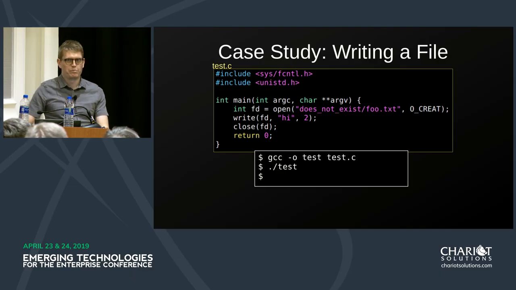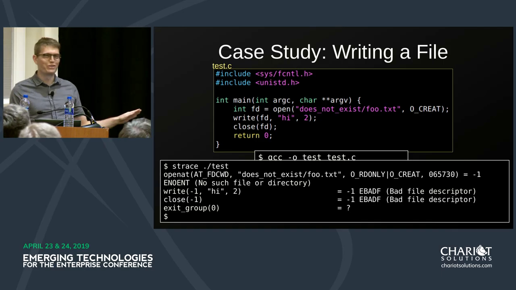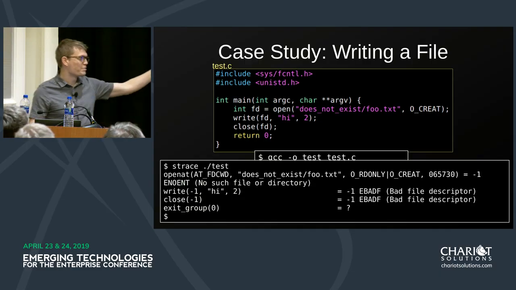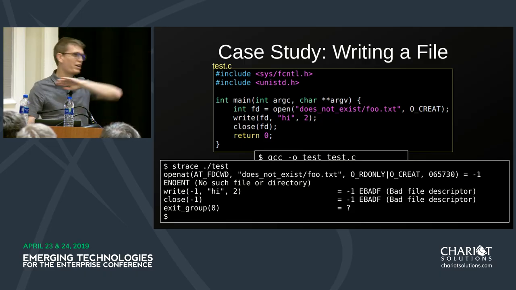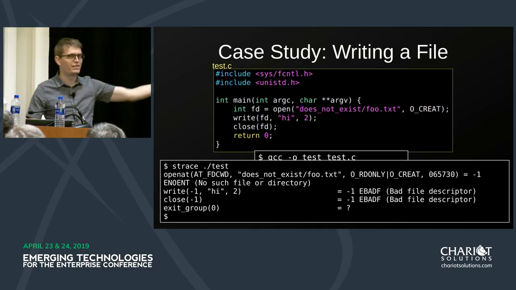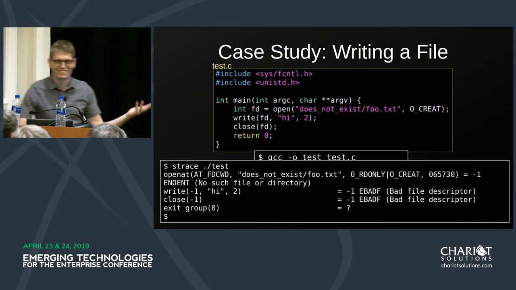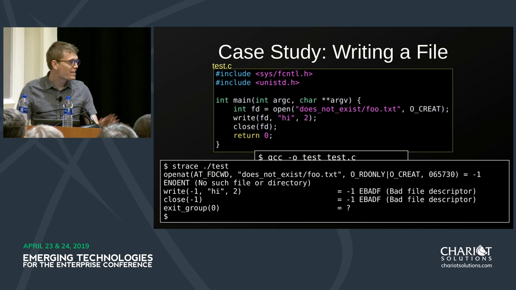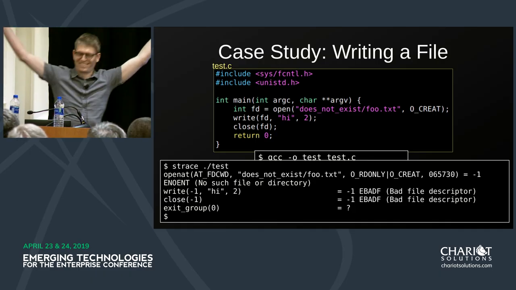Okay, so I'm going to build it and run it. It seems to actually work, which is weird. Let's look at that with strace. Now this revealed some information here. The operating system actually returned no such file or directory, and then returned -1 for the file descriptor. And then the code just blithely continued on and said, okay, now I'm going to write to the -1 file descriptor. And then the operating system said, no, that doesn't work. Now I'm going to close the -1 file descriptor. And the operating system said, what are you doing? And then as a final sin, it exited with 0, saying everything worked.